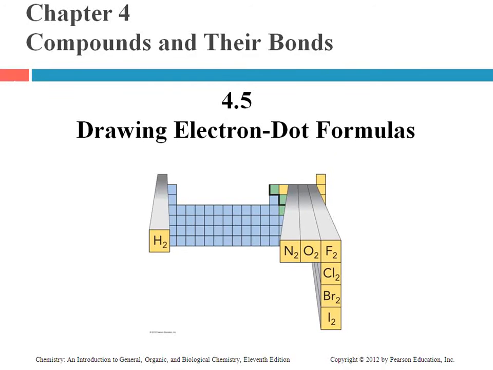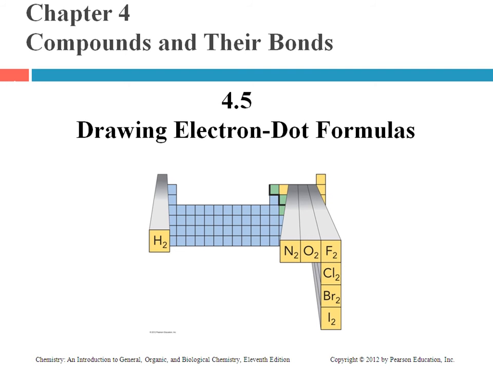Welcome to Chapter 4, Compounds and Their Bonds. This video is on Chapter 4.5, and this is going to be about covalent compounds. Covalent compounds are formed when atoms of two nonmetals share electrons. Because of the high ionization energies of the nonmetals, electrons are not transferred between the atoms, but they are shared to achieve stability. So this is different from the ionic compounds that we have looked at.